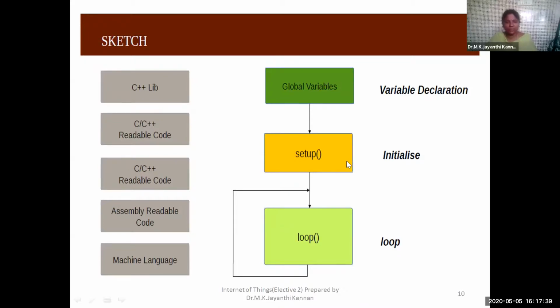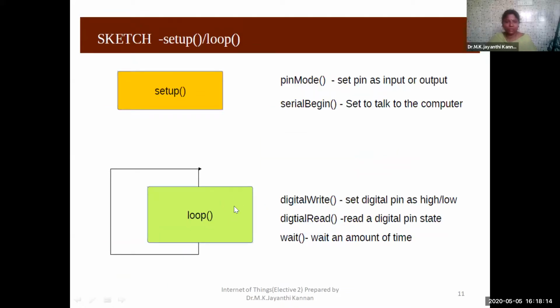So with this, we are coming to an end of the Arduino UNO configuration and simple programming. In Arduino UNO, we can make use of all the C and C++ library functions, C and C++ readable code, and assembly readable code, machine language instructions. We can make use of global variable declaration, setup function, loop function. So we will have variable declaration followed by initialization and looping statements. This will be the sketch of our Arduino board, and the diagram shows you how to configure the setup function and how the loop function will execute.